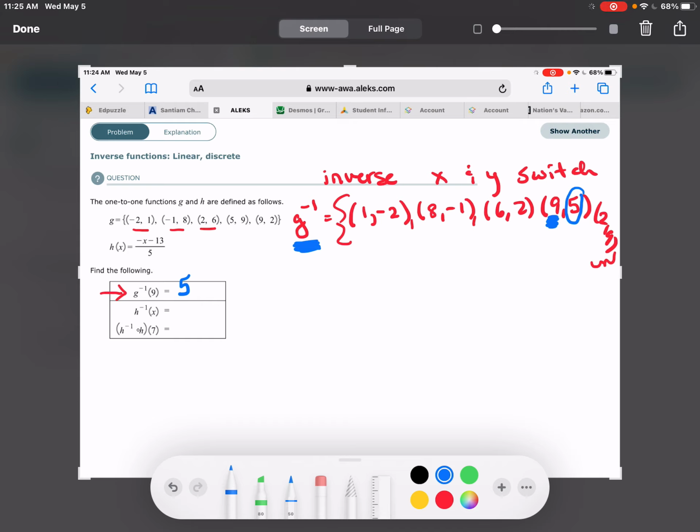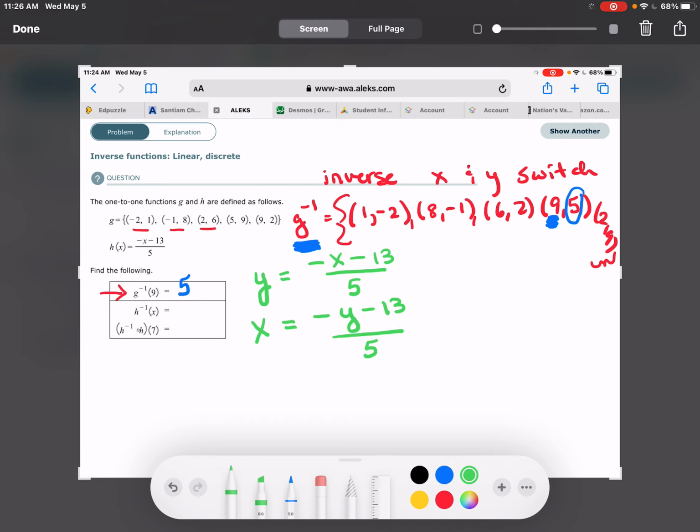All right, if I want to know the inverse of h and it's an equation, here's what I will do. So I'm going to write this with a y instead of an h of x. So I have y equals -x minus 13 over 5. And what I'm going to do to create the inverse is I'm going to swap where the x and the y are. So I'm going to say x equals -y minus 13 over 5.